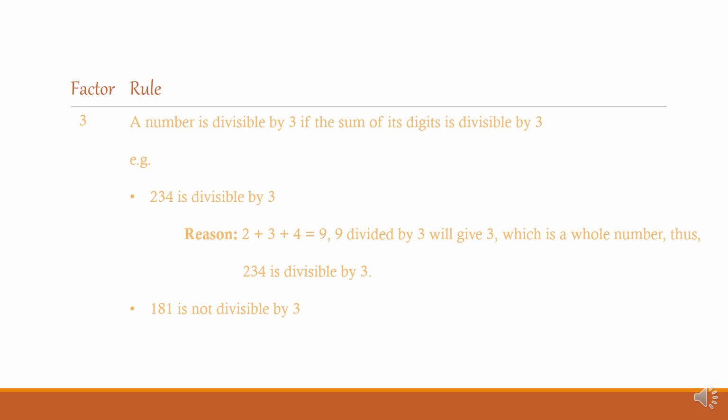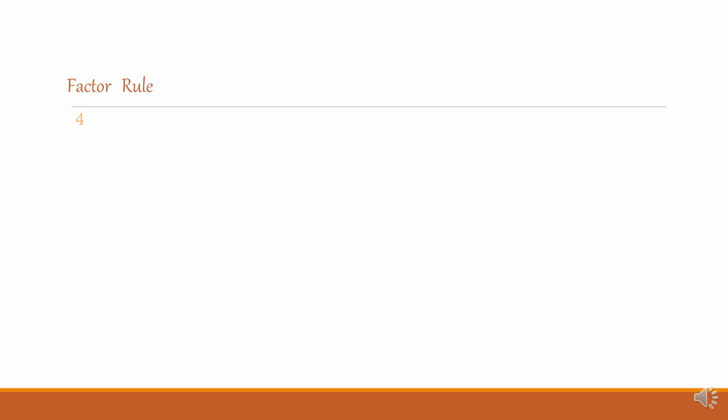So when we add for 234, we have 2 plus 3 plus 4. That gives us 9. And now 9 is a multiple of 3, because 9 divided by 3 will give us a whole number, which is 3. This explains to us that 234 is divisible by 3. Is that okay? For the second example, 1 plus 8 plus 1 is 10. And 10 divided by 3 will give us 3, with 1 remaining. So because there's a remainder, we can say that 181 is not divisible by 3. Is that okay?